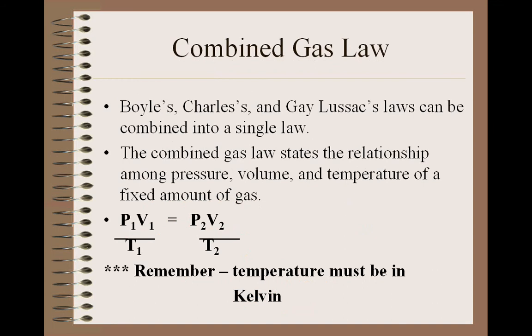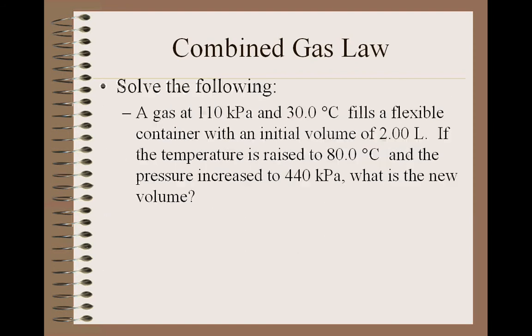Okay, moving on. The combined gas law. This is where Boyle's, Charles', and Gay-Lussac's laws can be combined into one single law. And that combined gas law states the relationship among pressure, volume, and temperature of a fixed amount of gas. Again, remember that your temperature has to be in Kelvin. Pressure 1 times volume 1 divided by temperature 1 is equal to pressure 2 times volume 2 divided by temperature 2. This is combining all these gas laws together.